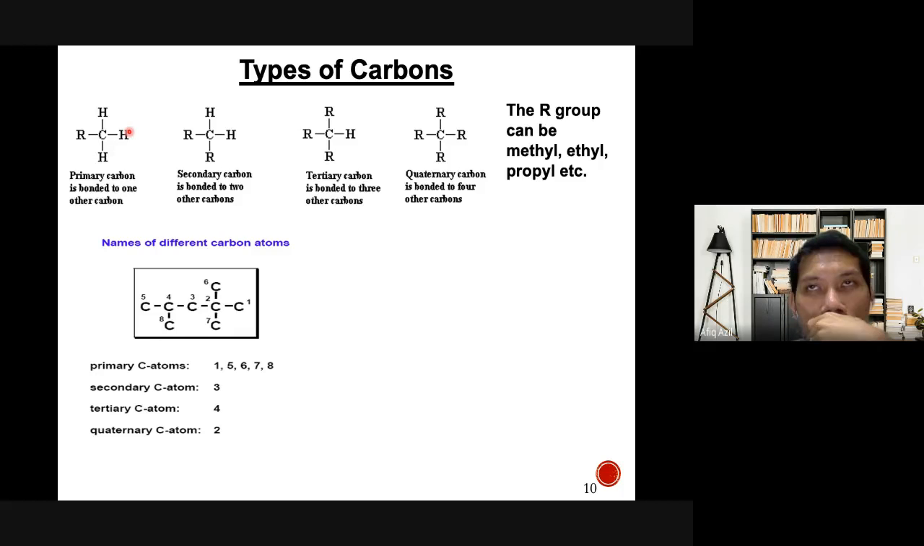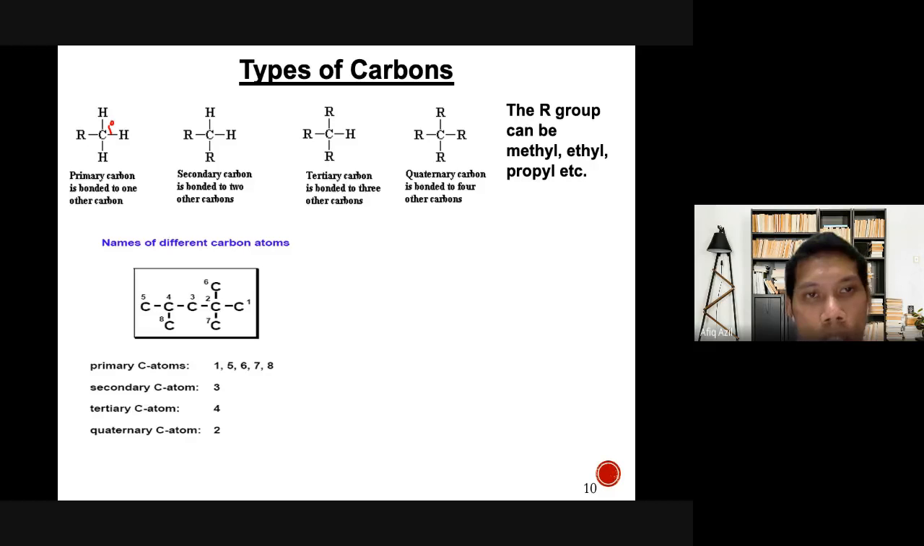So what is primary carbon? Primary carbon is bonded to only one other carbon, which is represented by this R group. Remember earlier, R can be any other alkyl, CH3, or in fact, it can be an aryl as well. So another carbon attached to one carbon will be labeled as primary carbon. Normally they are written as 1, with the degree sign.